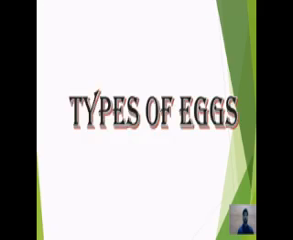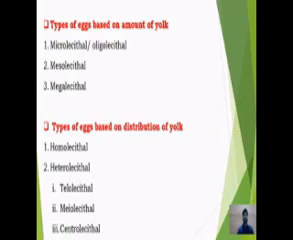And then the next is the types of eggs. Generally, the types of eggs depend on the amount of yolk and the distribution of yolk. First see the type of egg based on the amount of yolk. In this, there are three types: microlecithal or oligolecithal, the mesolecithal, and the macrolecithal.